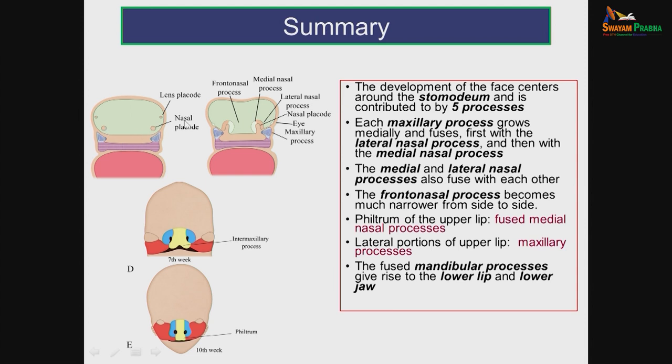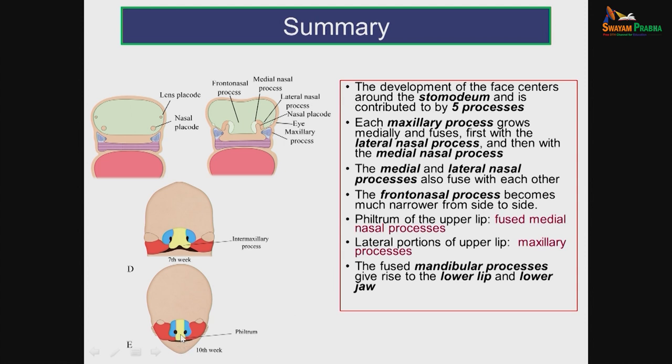This nasal placode sinks below the surface and hence the medial and lateral raised edges are called medial nasal process and lateral nasal process. The maxillary process on both sides is going to grow medially. It fuses first with the lateral nasal process and then with the medial nasal process. Then there is going to be fusion of medial nasal process and lateral nasal process. Because of the growth of the maxillary process medially, the frontonasal process becomes much narrower from side to side.